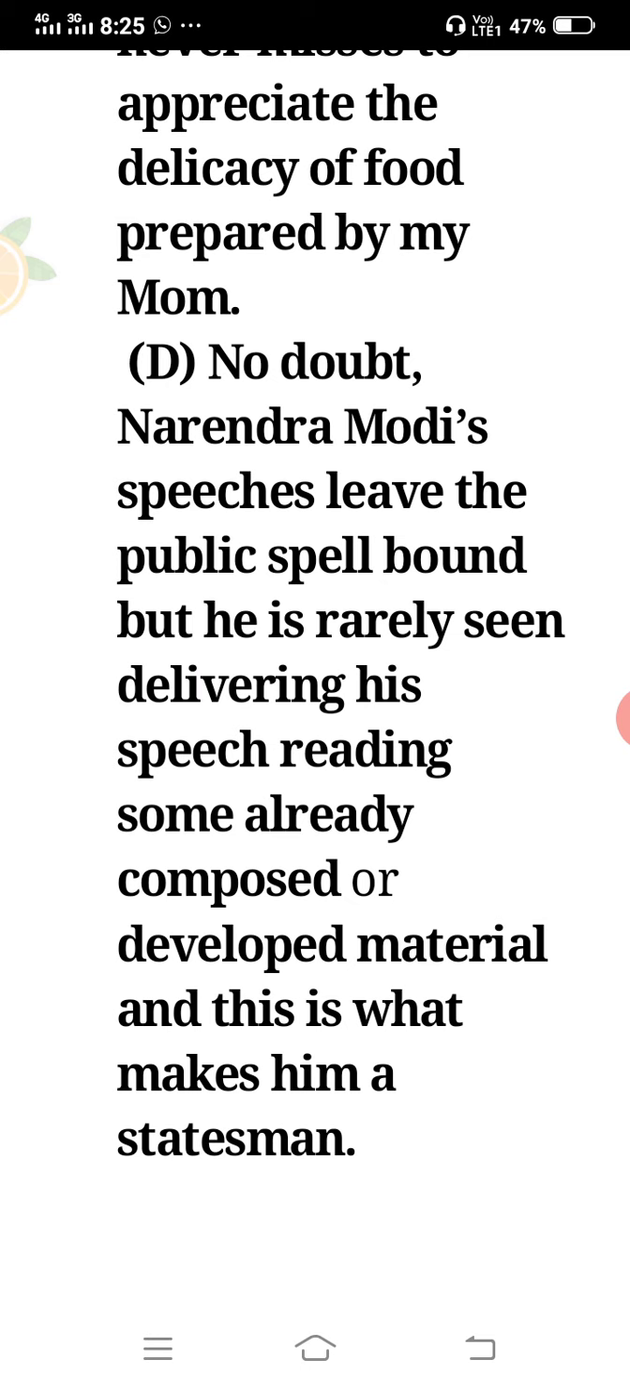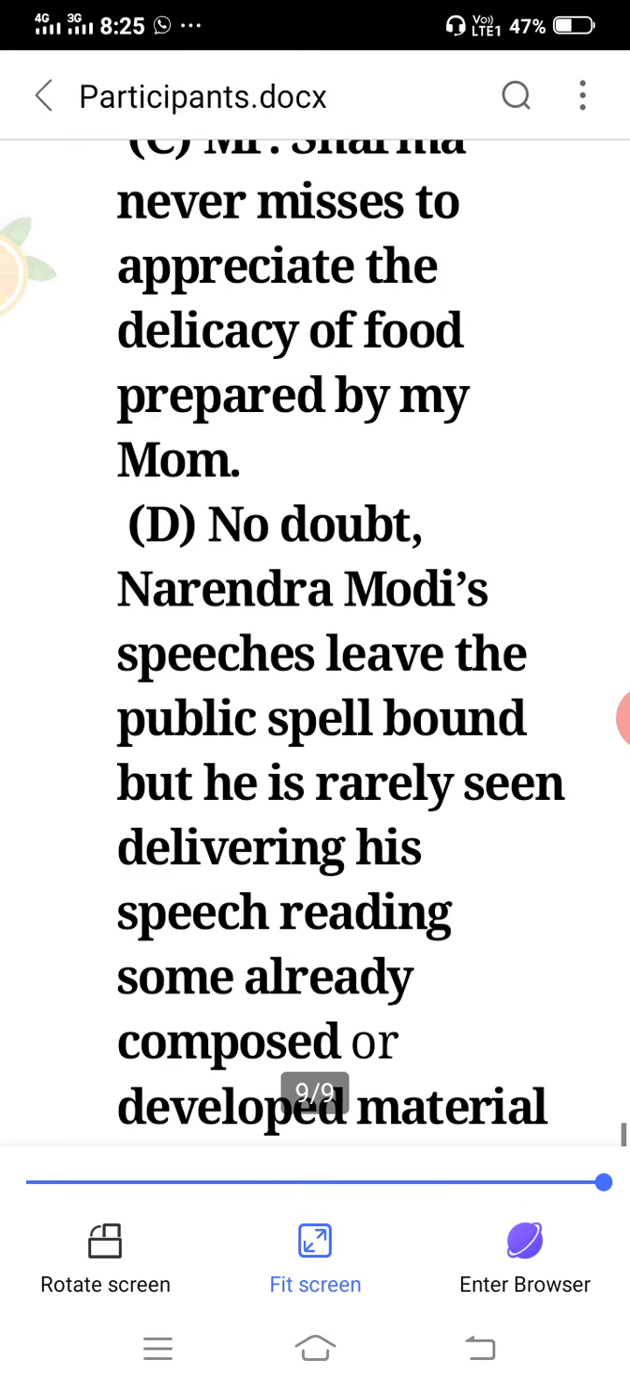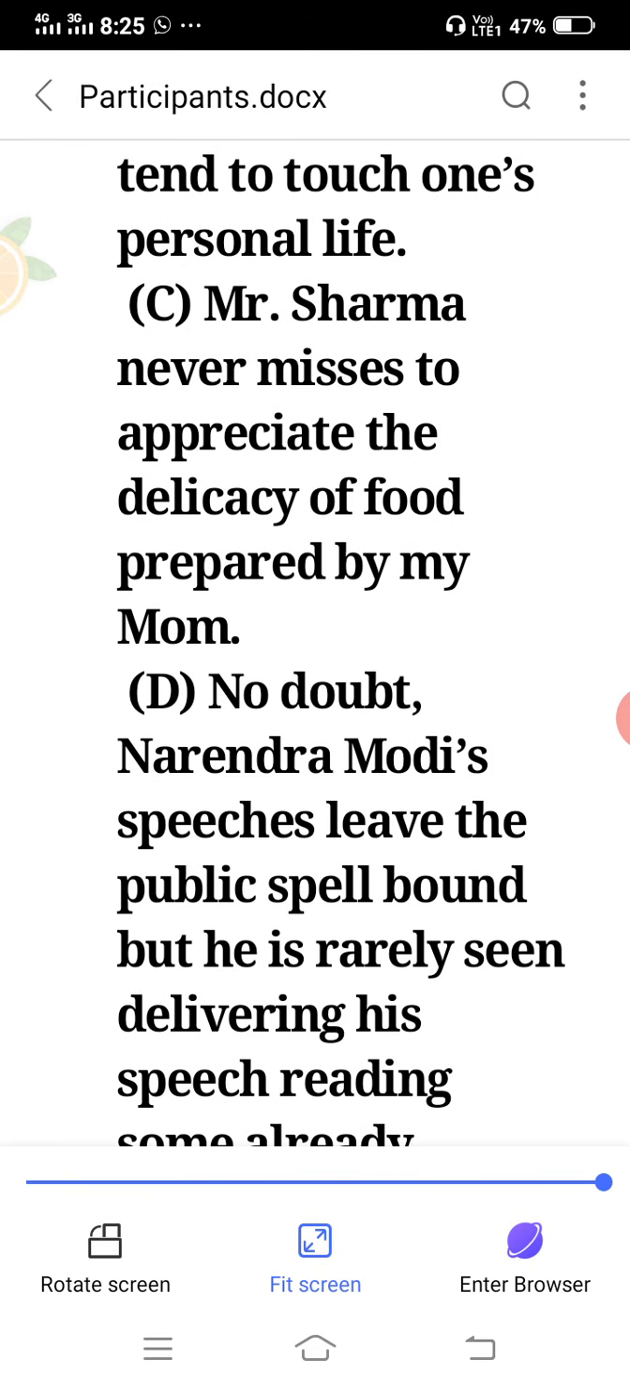रीडिंग पढ़ते हुए. Already composed or developed material. Already composed and developed material. Composed and developed, past participle. Clear? So now these are two participles. The third participle is the perfect participle that we will be taking up tomorrow. So okay, goodbye.